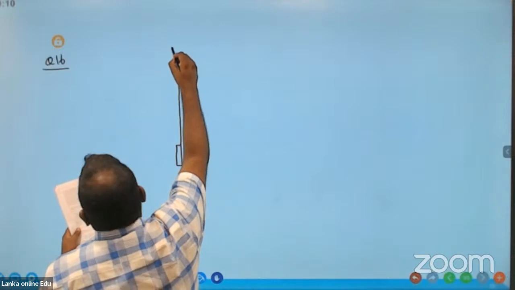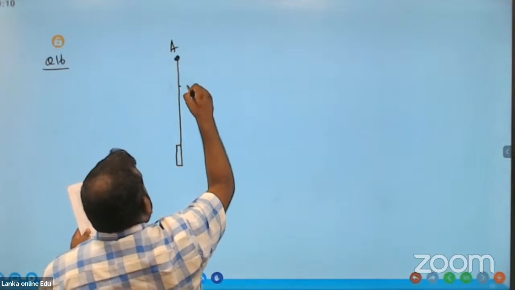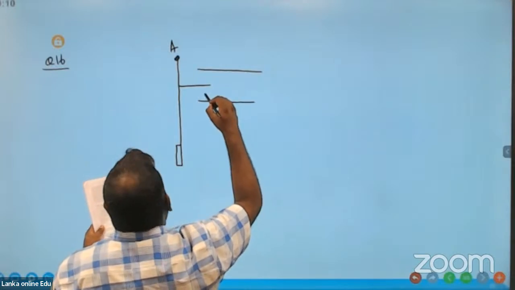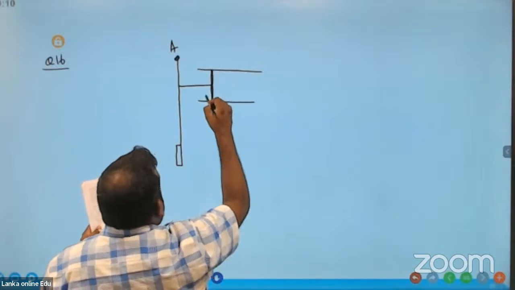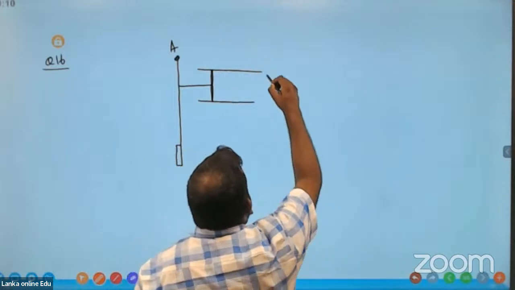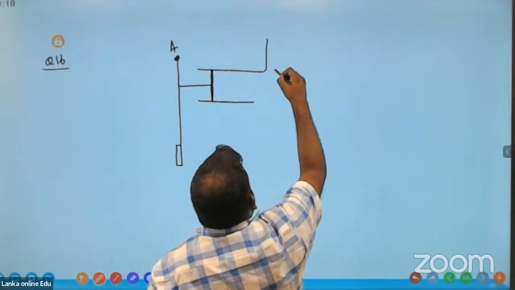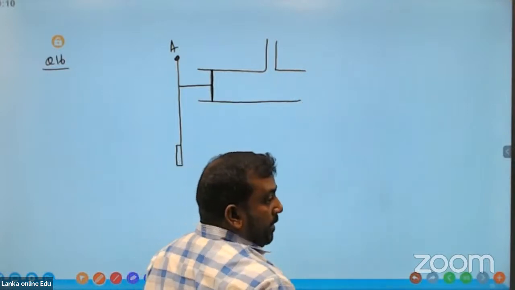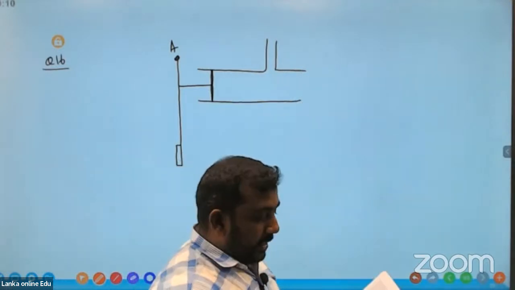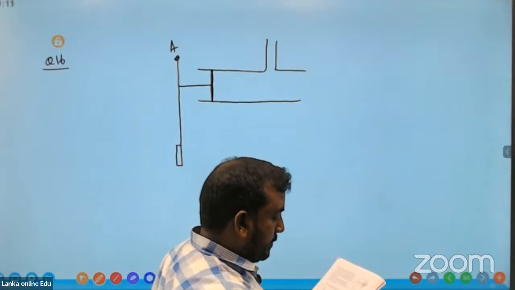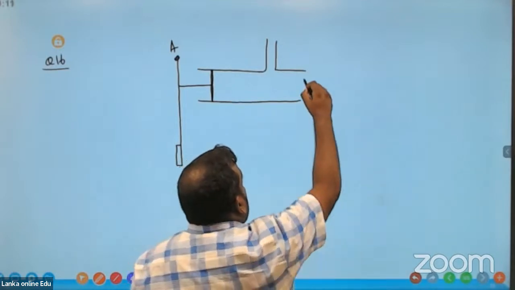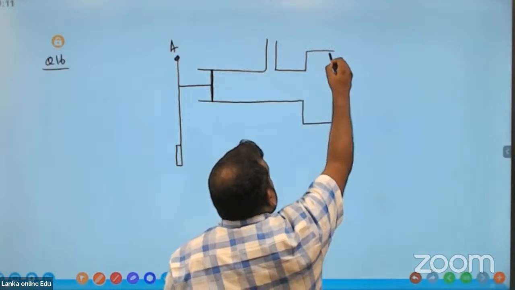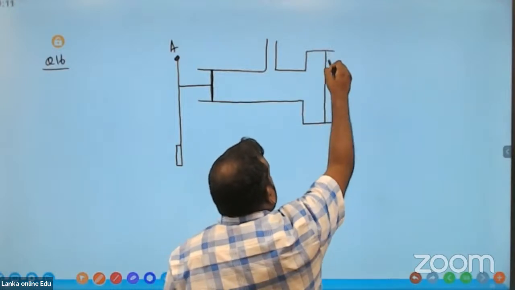So here you go. This is point A. That's the axis. Here it's connected to a master cylinder, I think. Now what's happening is, this will enter a much bigger piston area.